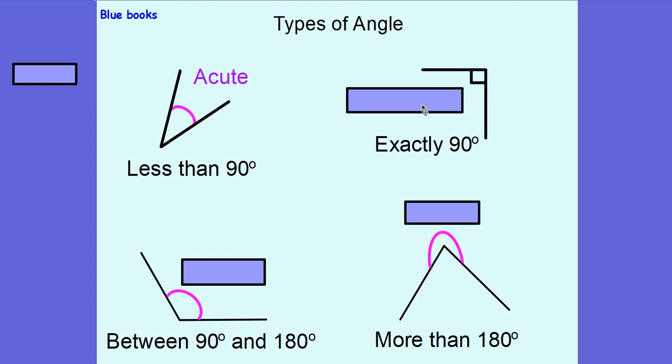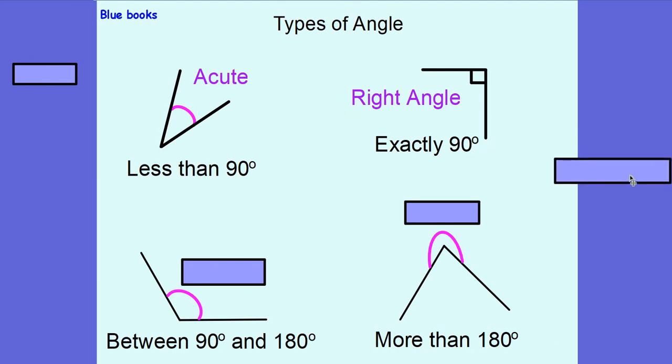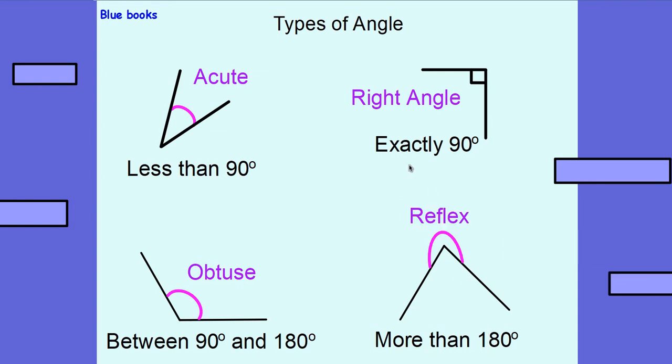What do we call an angle that's exactly 90 degrees for me, Ben? A right angle. Brilliant. Jake, what do I call an angle that's between 90 and 180 degrees? Obtuse. Lovely. And finally, Jack, what do I call an angle that's more than 180 degrees, the biggest type of angle? Reflex. Excellent. Can you all make sure you've got these angles drawn in your dark blue books for me and labelled correctly?